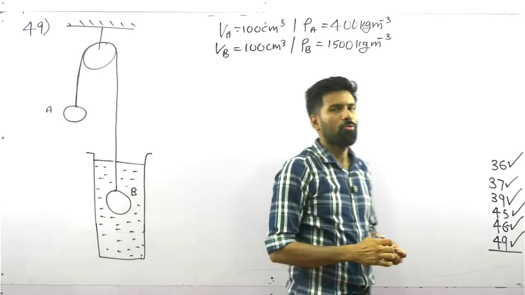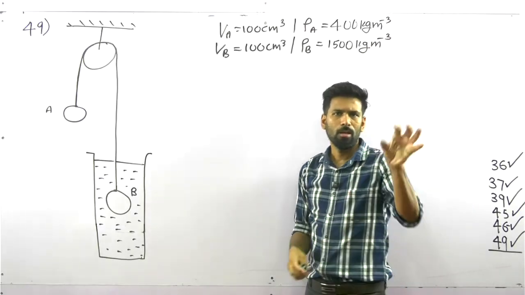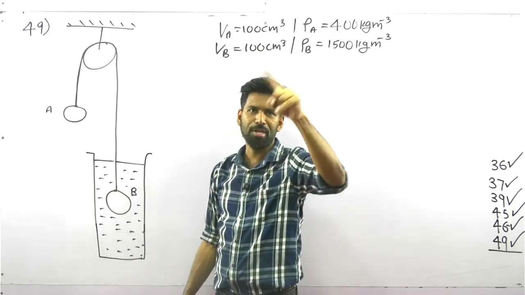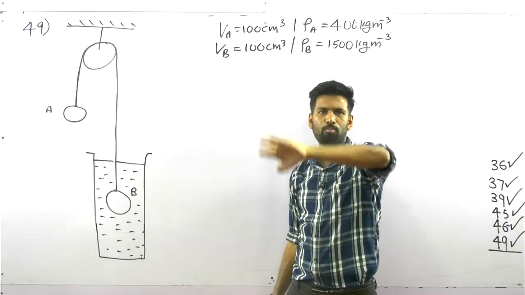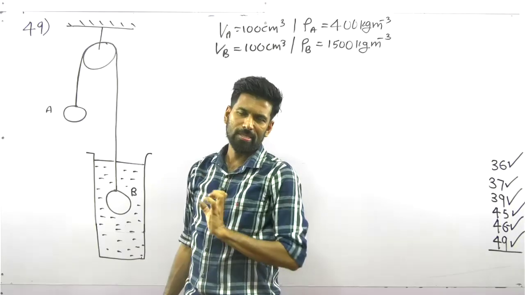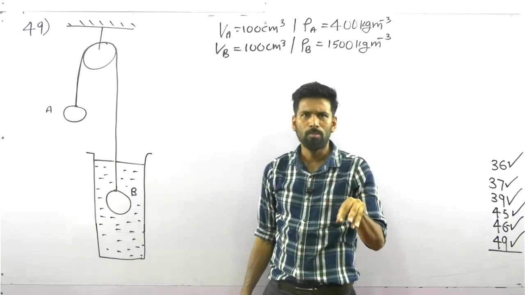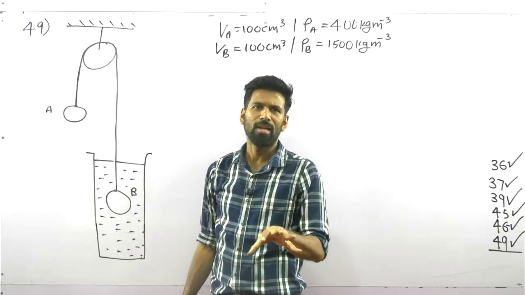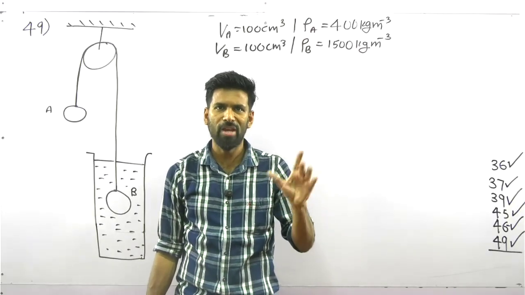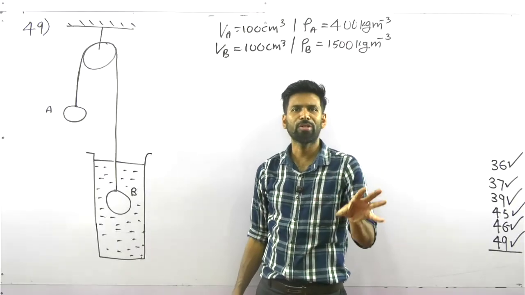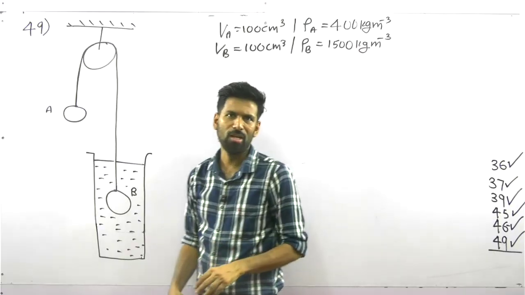Now, objects A and B are attached by a string, and this string is moving over a pulley. Before moving to anything else, as the volumes are equal and the densities are given, let's find the mass and the weight of each object, because that's essential.